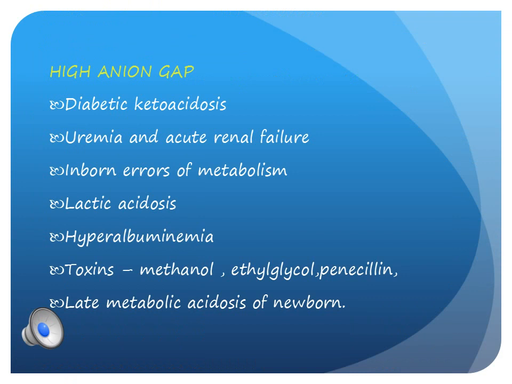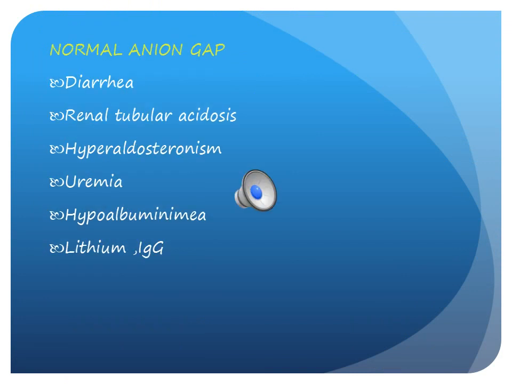So what are the causes of high anion gap metabolic acidosis? Diabetic ketoacidosis, uremia, renal failure, inborn errors of metabolism, lactic acidosis, hyperalbuminemia, late metabolic acidosis of newborn, toxins such as methanol, ethylene glycol, penicillin. Enumerating the causes of normal anion gap metabolic acidosis, such as diarrhea, renal tubular acidosis, hyperaldosteronism, uremia, hypoalbuminemia, lithium, and IgG.